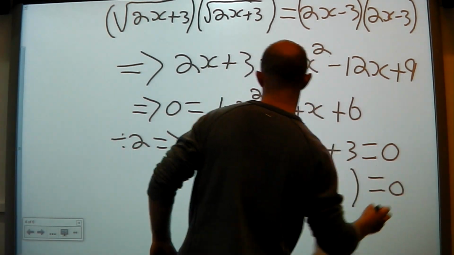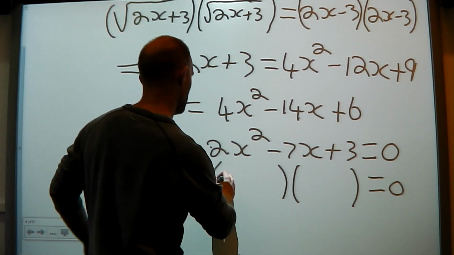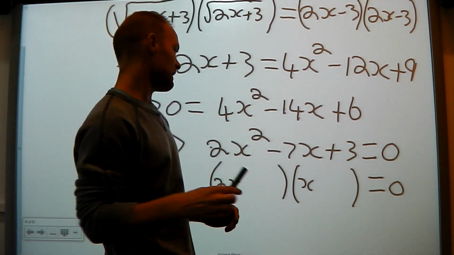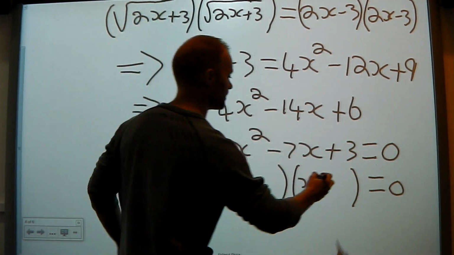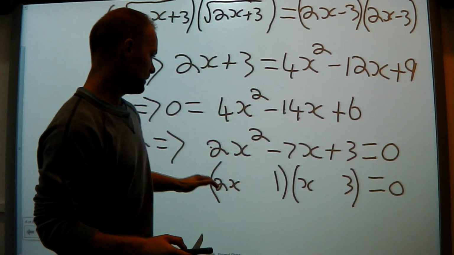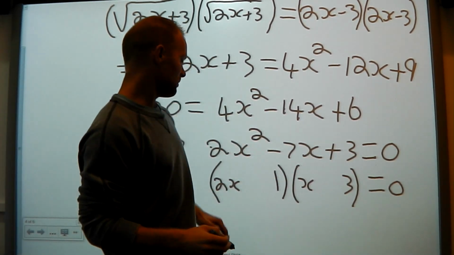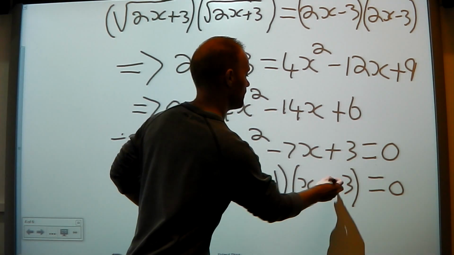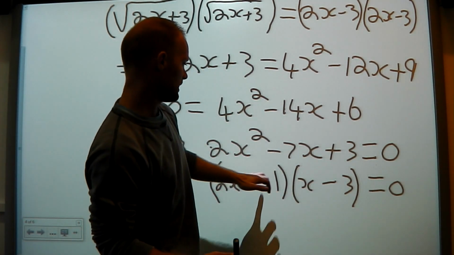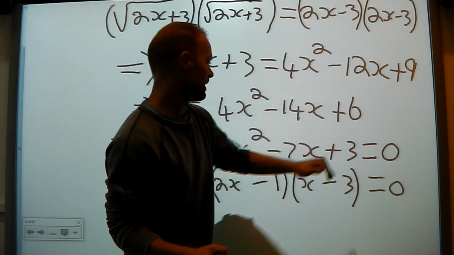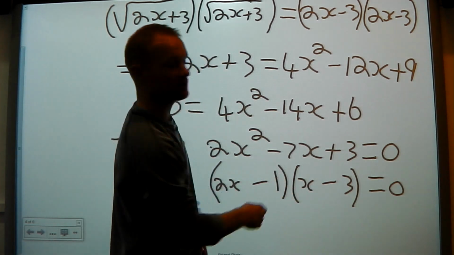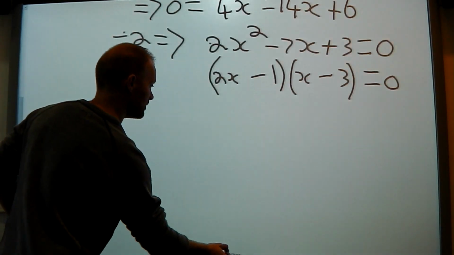That's equal to 0. So we have to have 2x in one term, and we have to have x in the other, and we're going to have a 3 and a 1. So obviously the 3 is going to go on the right hand side, and the 1 is going to go here. So 2 3's are 6. We have this negative 7 here, so that means a negative 3 here and a negative 1 there, sorry. So we multiply these two terms, we get positive 3, and 2x times negative 3 is negative 6x, negative x, which equals negative 7x.